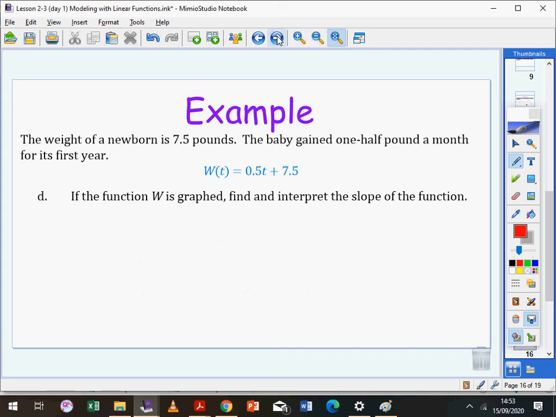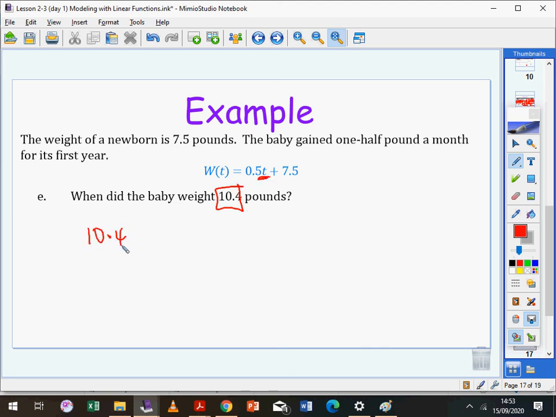If the function is graphed, find and interpret the slope of the function. The slope of the function is still 0.5, and I hope you remember that that is the rate of growth per month. This is how many kilos or how many pounds this baby gains per month. When did the baby weigh 10.4 pounds? This is an output value of 10.4 pounds, and they're asking us to find the input value that leads to 10.4. That's going to happen if we substitute the output value as 10.4 and solve that equation for the value of t. I hope you can do this.